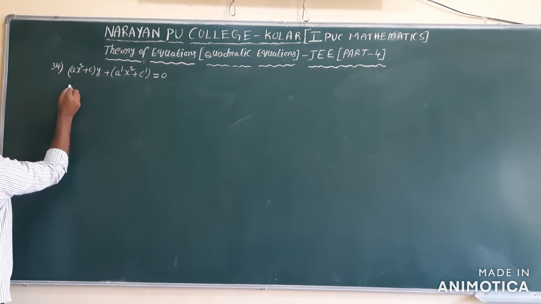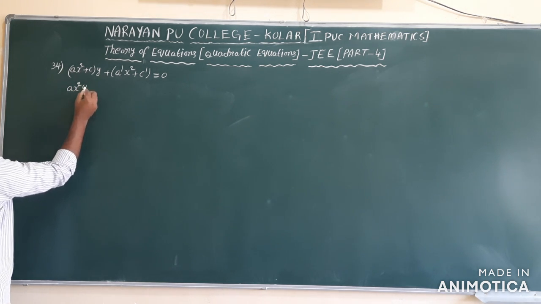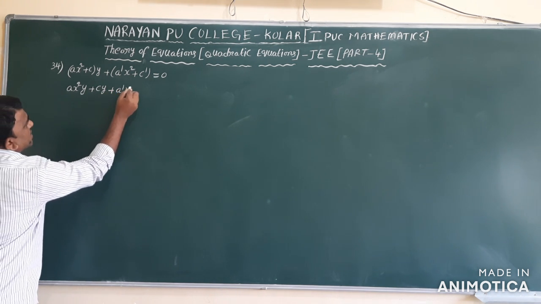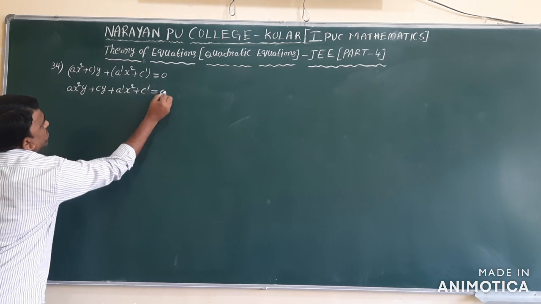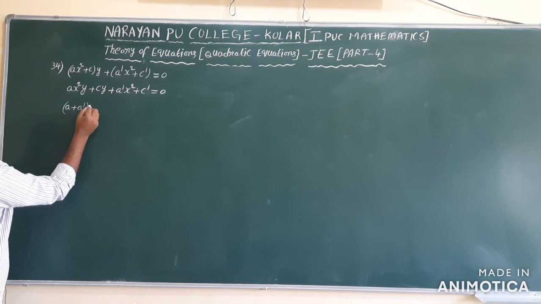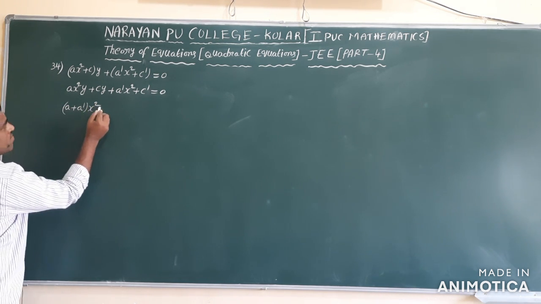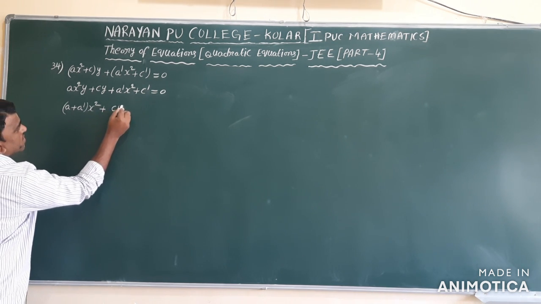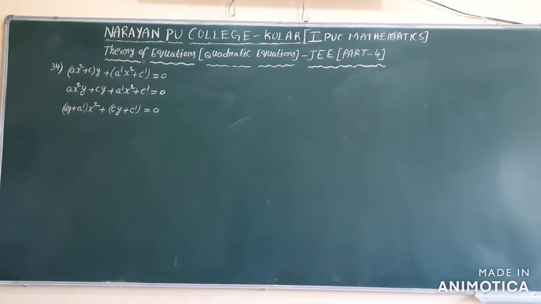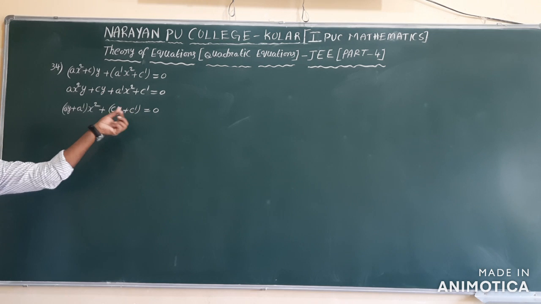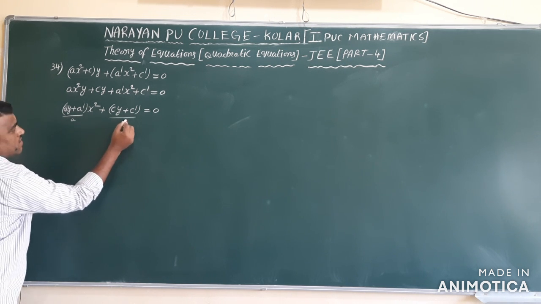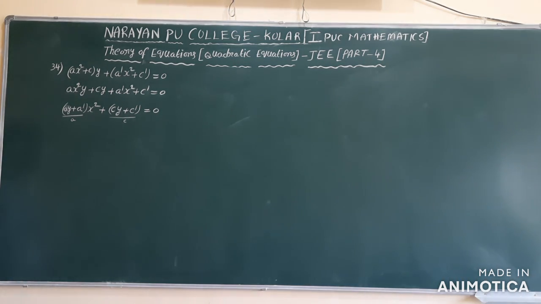So simplify this. Ax square y, first convert to the standard form of the quadratic equation: a x square y plus cy plus a dash x square plus c dash equal to 0. So first x square, a y plus a dash into x square, plus cy plus c dash is equal to 0. Now it is like ax square plus bx plus c, but the x coefficient is 0 here. So b value is 0.